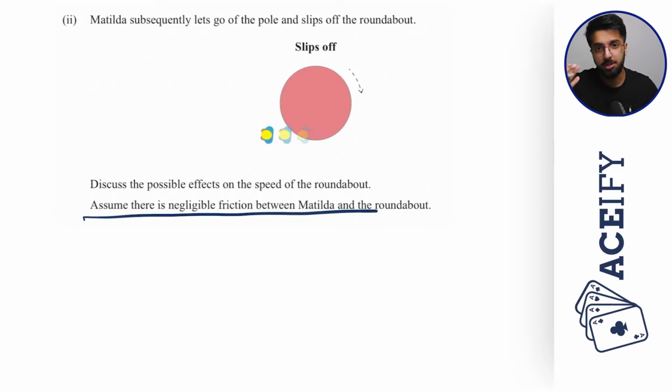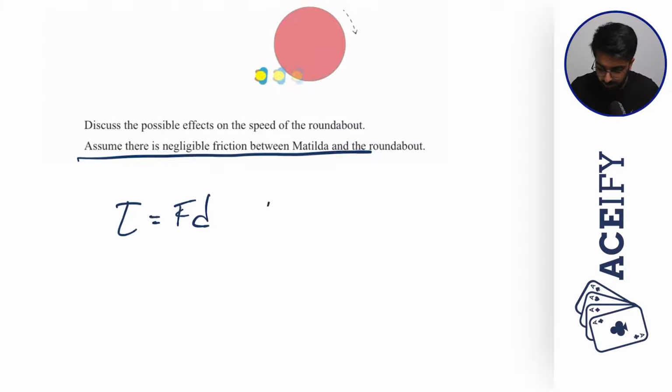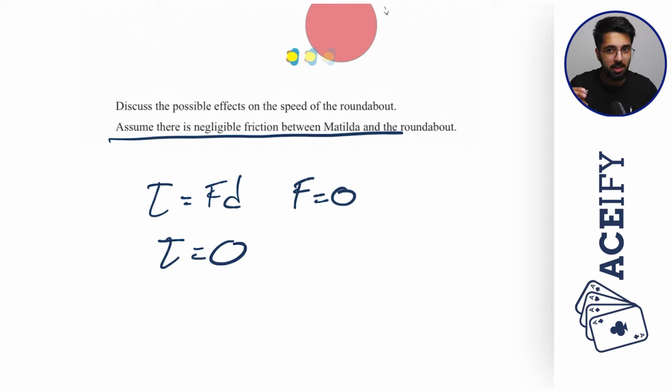So therefore, as Matilda does not apply a force to the roundabout, that means she can't apply a torque to the roundabout, right? Because we know that torque is equal to force times distance. If our force is equal to 0, that means our torque must be equal to 0. And so because she doesn't apply a torque as she's slipping off the roundabout, this means that the angular velocity of the roundabout does not change. Now, so that is one way to answer the question.